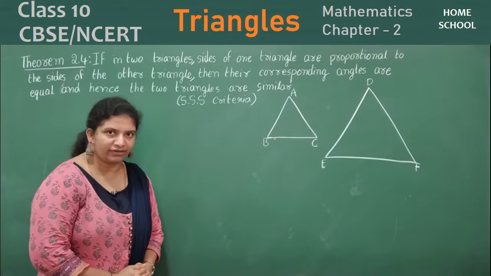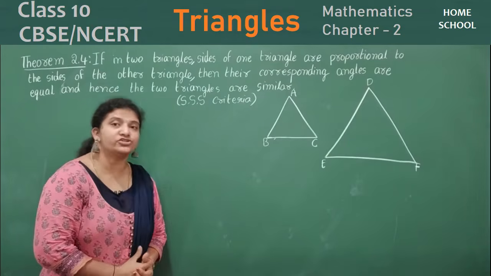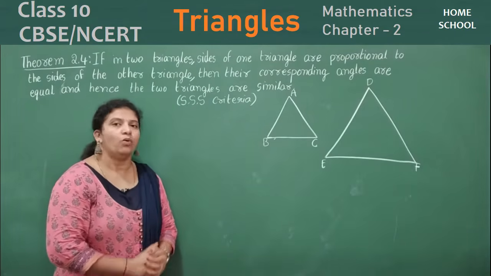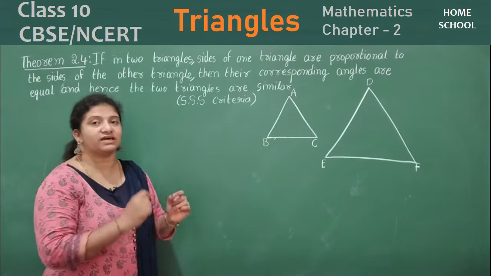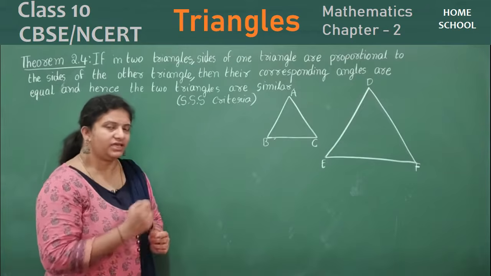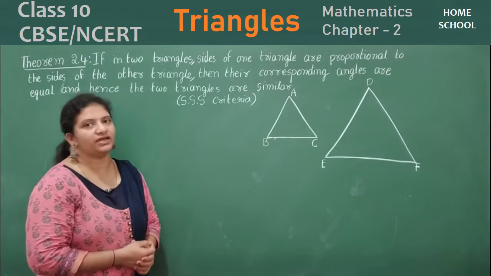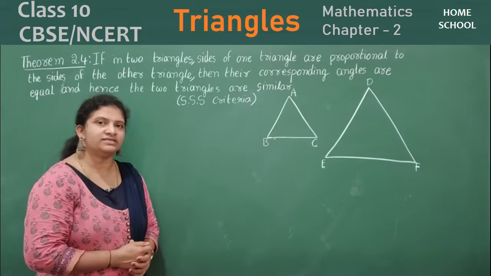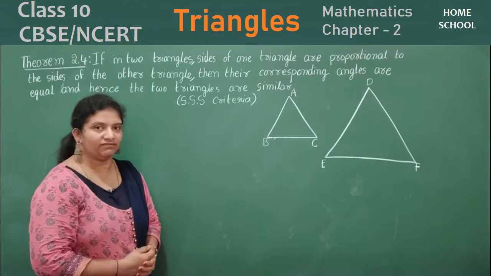Observe carefully, children, they have given only that the two triangles' ratios are in proportion. What do we need to prove? We need to prove that their corresponding angles are equal. If that rule is satisfied, then we can say those two triangles are similar. This is the statement given here.